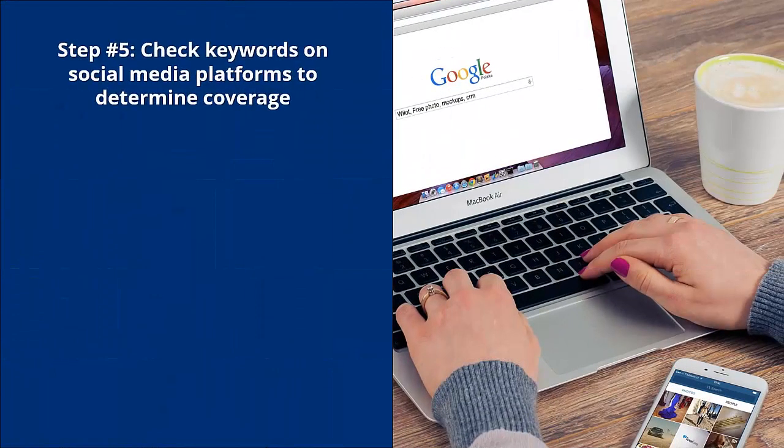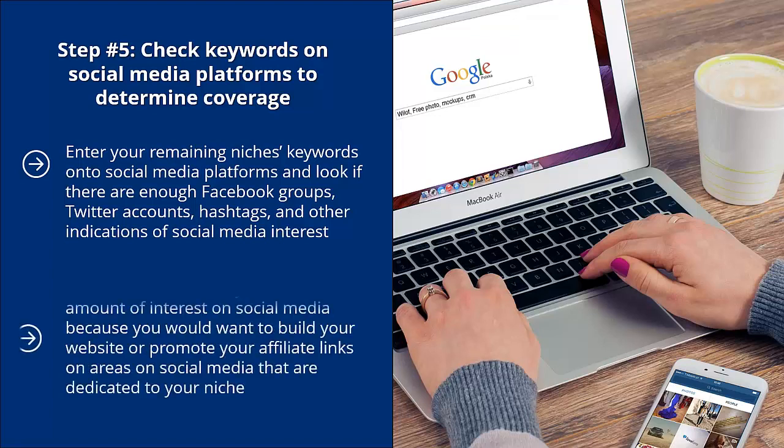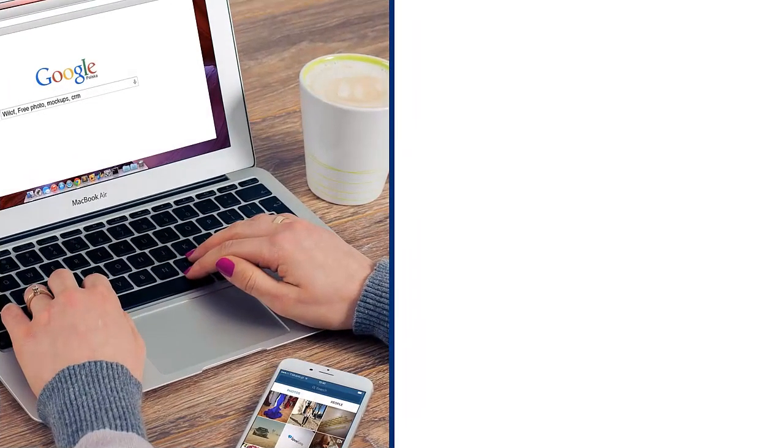Step number 5, check keywords on social media platforms to determine coverage. Enter your remaining niches keywords onto social media platforms and look if there are enough Facebook groups, Twitter accounts, hashtags, and other indications of social media interest. Pick niches that already have a decent amount of interest on social media because you would want to build your website or promote your affiliate links on areas on social media that are dedicated to your niche.